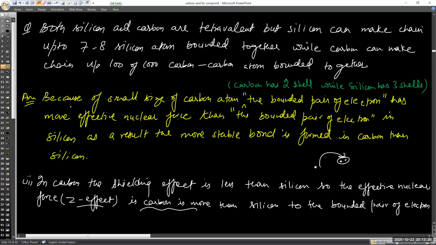So note down the question and write the answer: because of the small size of carbon, the bonded pair of electrons has more effective nuclear force than the bonded pair of electrons in silicon, because of the small size. Got it? Yes, sir. Okay. Good.